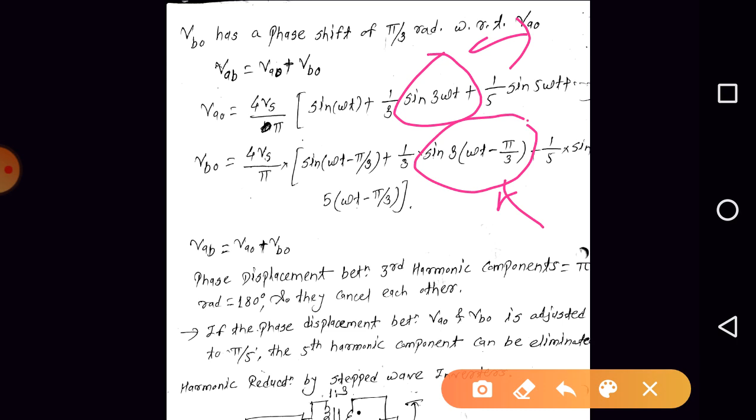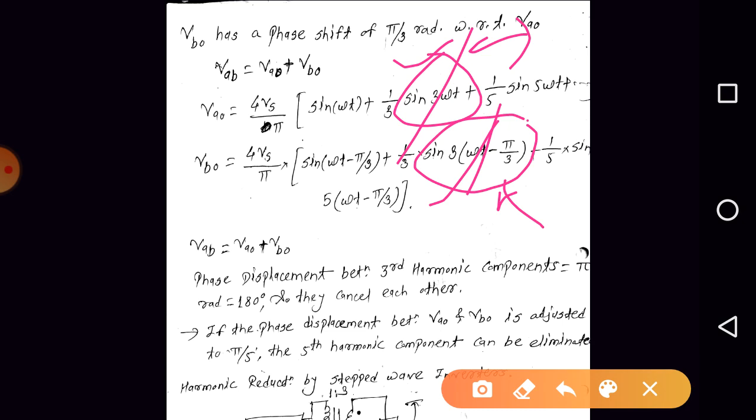So can we say that the third harmonic component in VA0 and the third harmonic component in VB0 will be completely out of phase? These two will be completely out of phase. So will they cancel each other? Definitely they will cancel each other. So for this method, if we keep the phase displacement between VA0 and VB0 equal to pi/3, the third harmonic will get canceled out, right?